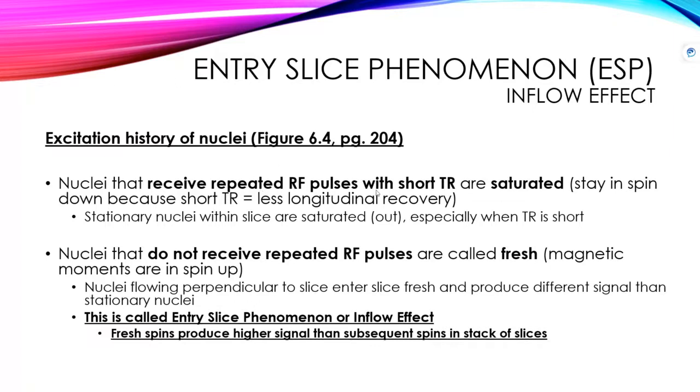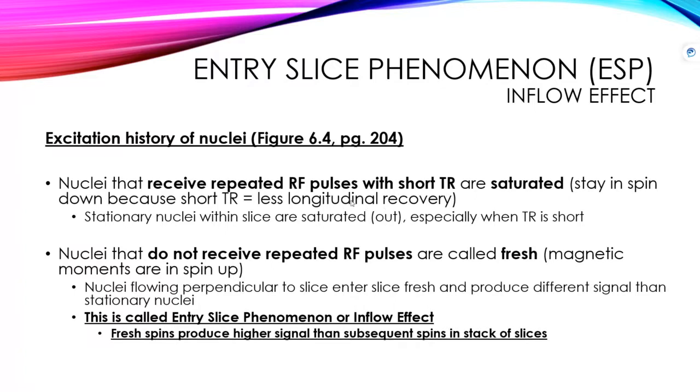So nuclei that receive those repeated RF pulses with short TRs are saturated out. Short TR is important because in order for us to saturate them, we can't let them fully relax. We have to continue to push them into the transverse plane so that they can eventually become saturated out in the transverse plane.